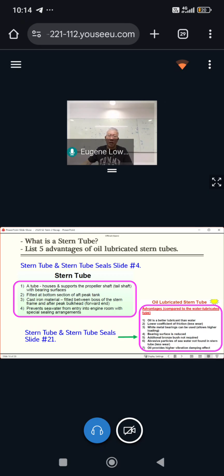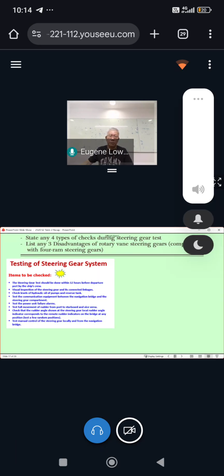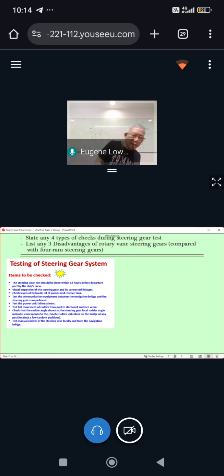Right, next, 4 types of checks during steering gear tests. Of course, this is provided there in the slide. And also there is a video within Brightspace. You see this cadet, junior engineer, this young lady moving around, doing all kinds of checks, showing you thumbs up, all those. Okay, but anyway, it's all in these slides here.